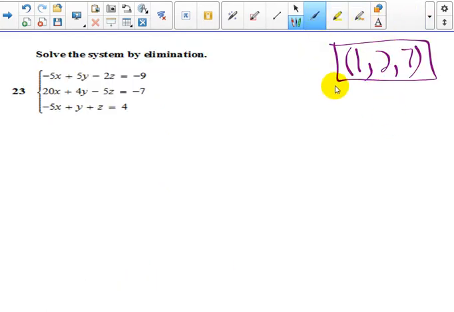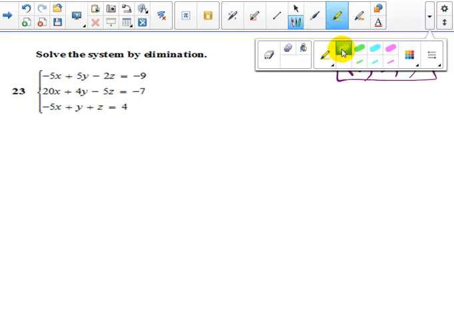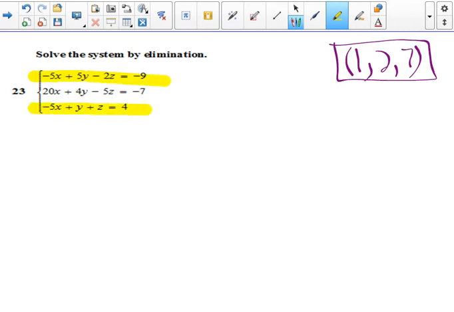Our next problem says solve the system by elimination. Excuse me. So we have a 3-variable, 3-equation system. So what we have to do is pick 2 of these and eliminate a variable. Well, when I look at these, I see that the first one and the third one, they both have a -5x. So I'm going to pick those 2 first. So let's label these so I can refer to them as equation 1, equation 2, or equation 3. So I'm going to use equations 1 and 3.